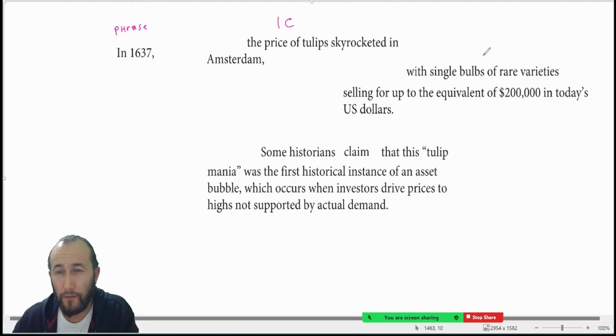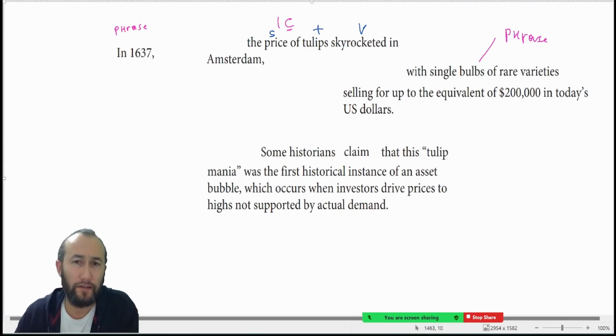So this one is a phrase, we call it. Why phrase? Because there is no subject and verb relationship here. I mean, independent clause. Why do we call it a clause? Because here the price is the subject, and then skyrocketed is the verb. So we've got here a subject and verb relationship, and this is an independent clause because there are no subordinating conjunctions attached to it, and it can stand alone. Like the price of tulips skyrocketed in Amsterdam, it carries a complete meaning. That's why we call this an independent clause, guys.